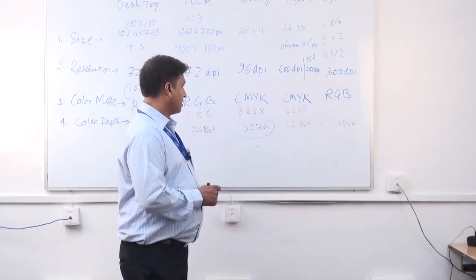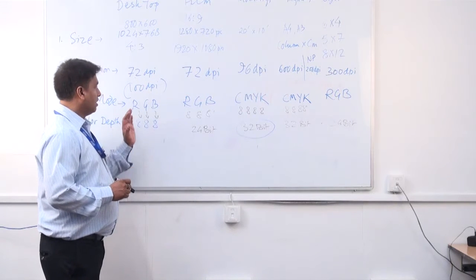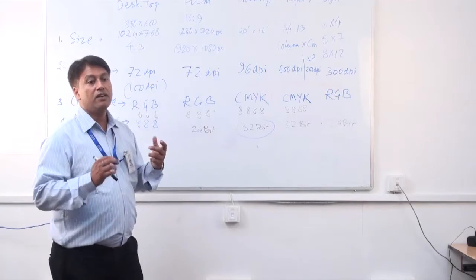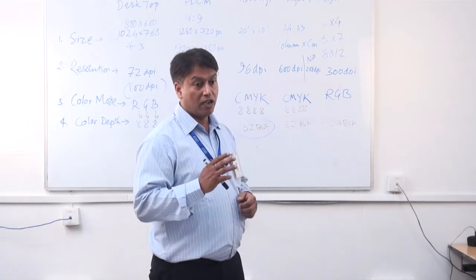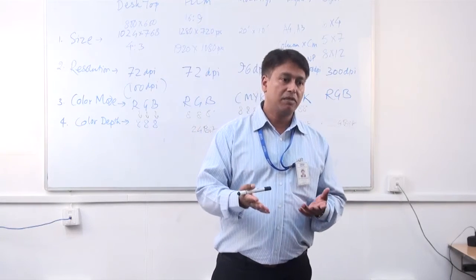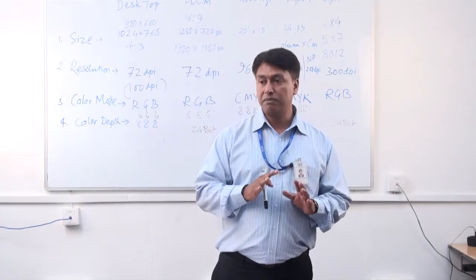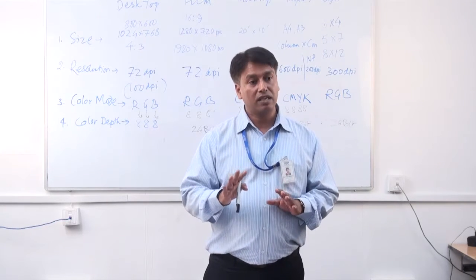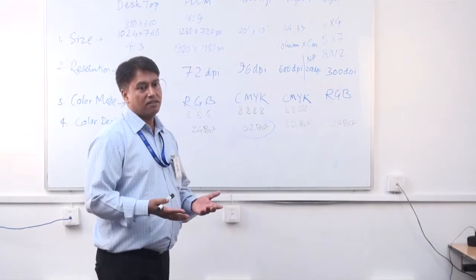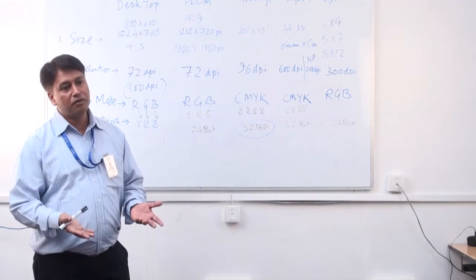So coming back to color depth. If it is an RGB image, it will have 3 channels of 8-bit. If you want more clarity and more details, you can make it 16-bit also. There is a facility in Photoshop. You can have 16-bit per channel, that means 16 times 3. But we don't require it because we cannot see it. When you cannot see it, why do it?